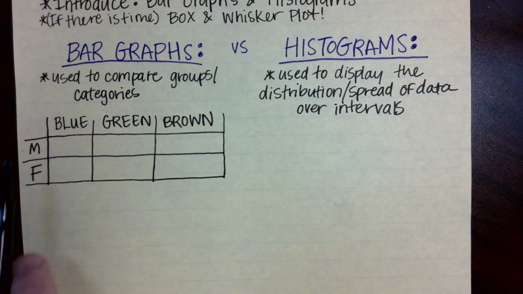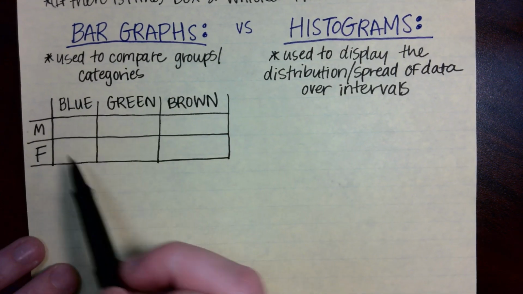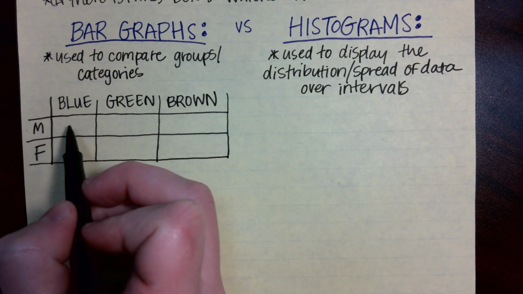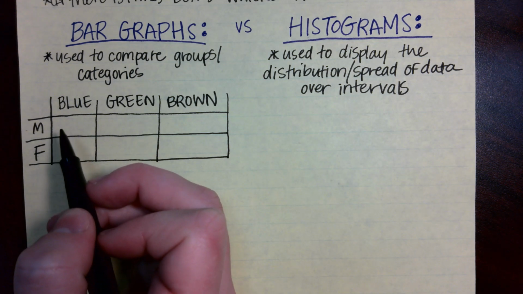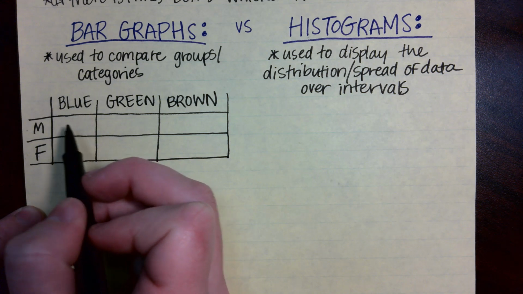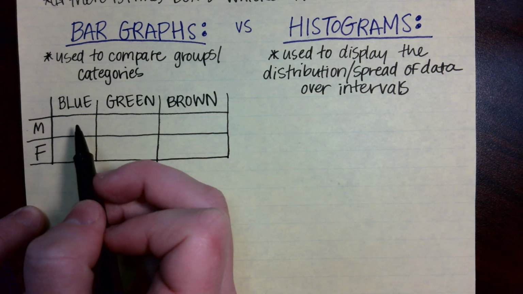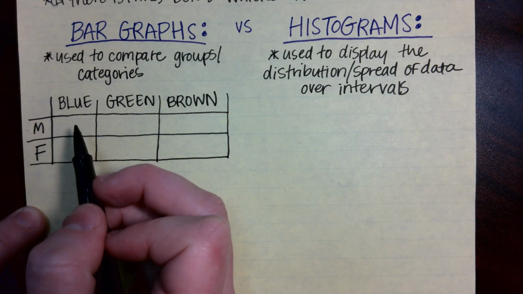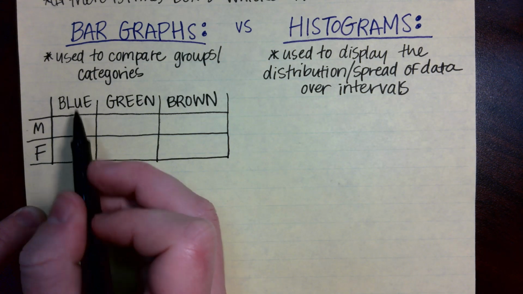So before I fill out this data, I want to make sure everybody understands how we read this. Whatever number I put in this first box in the top left-hand corner, that is touching the blue and it's touching the M for male. So this is the number of males with blue eyes. Directly under it, it would be the number of females with blue eyes.